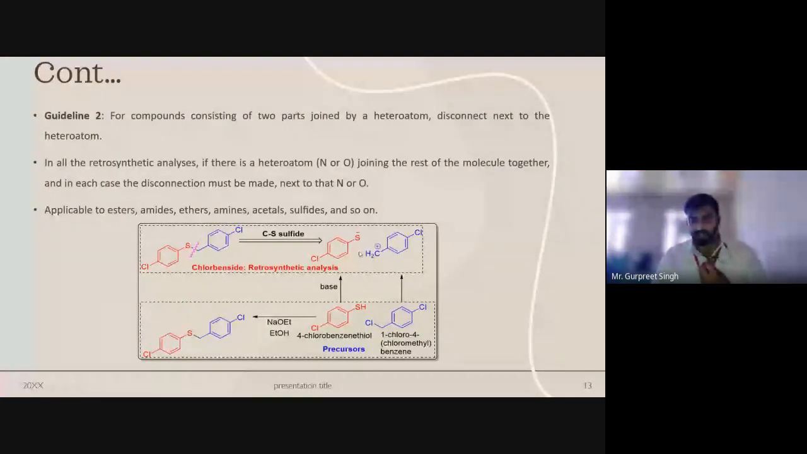And for this, we have easily available starting materials like 4-chlorobenzene thiol, which in the presence of base, and 1-chloro-4-chloromethyl benzene, which again in the presence of base, generate this molecule. If we react these two molecules in the presence of sodium ethoxide and ethyl alcohol, we end up with our final product. So always try to break the molecule joined by a heteroatom next to the heteroatom so that a feasible synthesis can be performed.